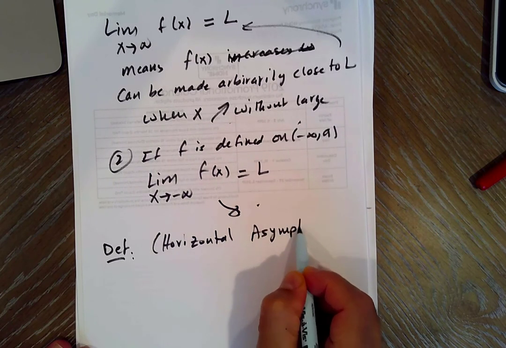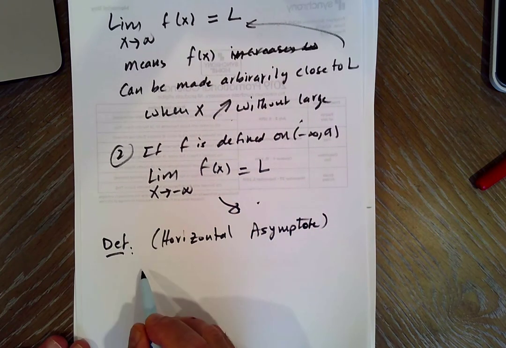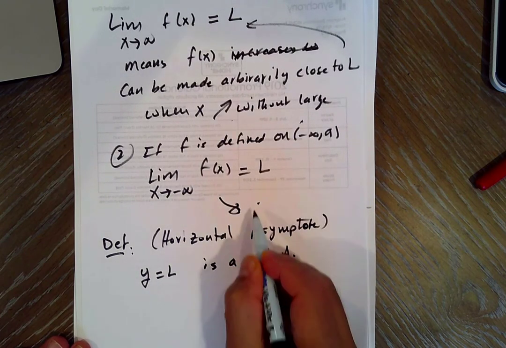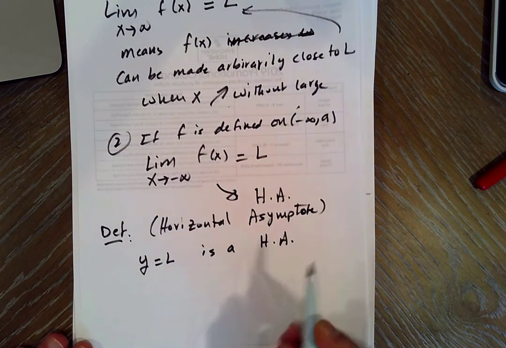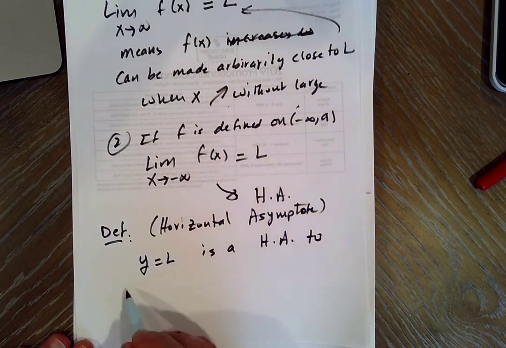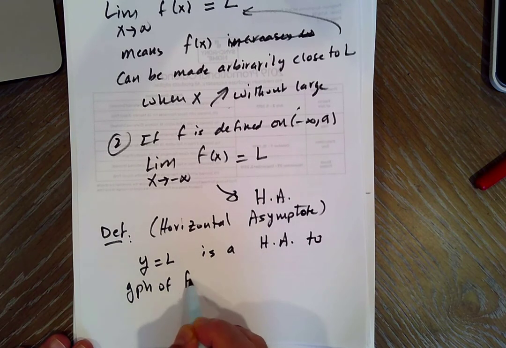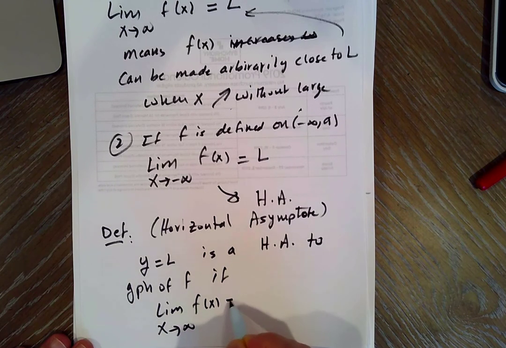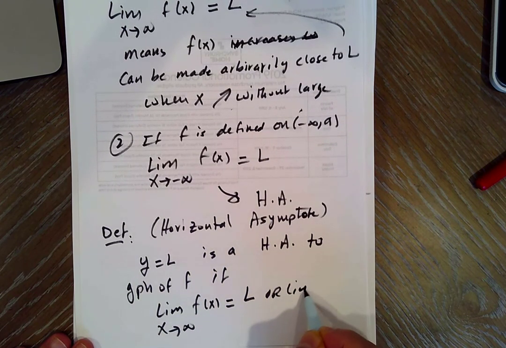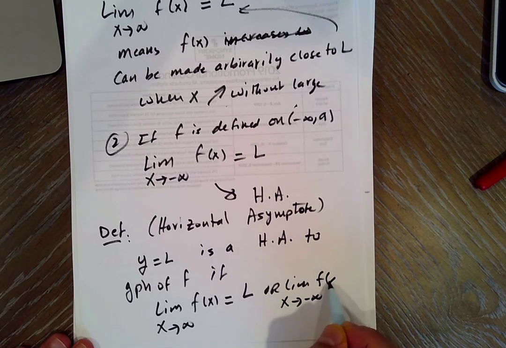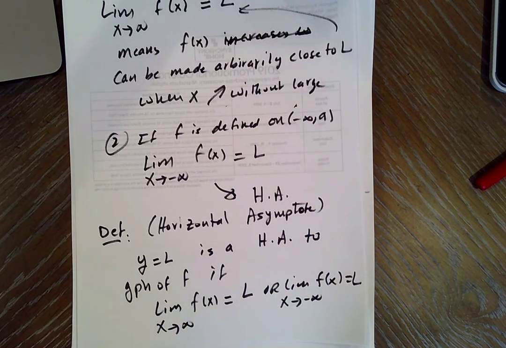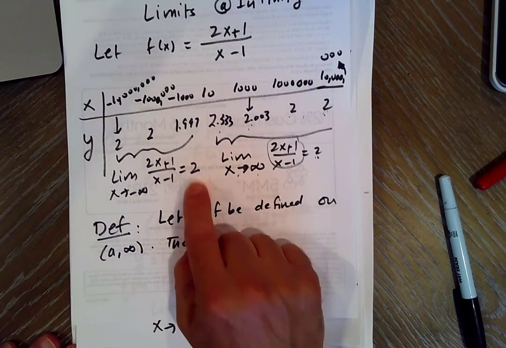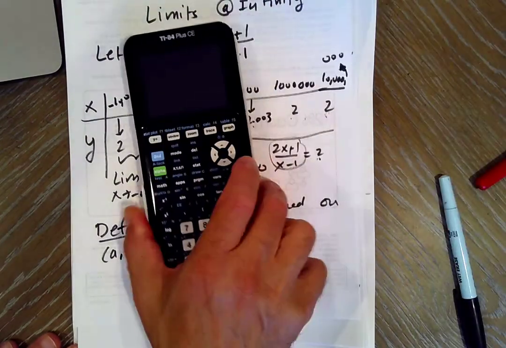Horizontal asymptote. The line y equals L is a horizontal asymptote, HA, to the graph of f, if the limit as x goes to infinity of f of x equals L, or the limit as x goes to negative infinity of f of x equals L, or both. It doesn't have to be both. So the example we just did, we saw the limit as x goes to negative infinity equals 2, and as x goes to infinity equals 2.